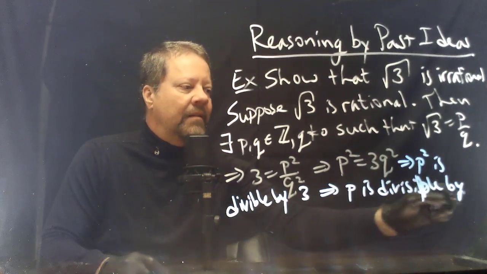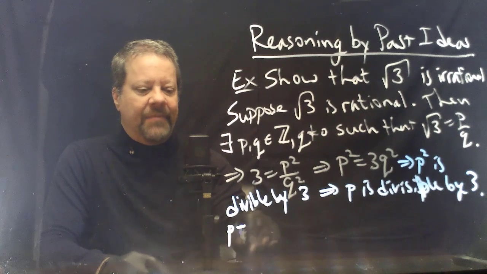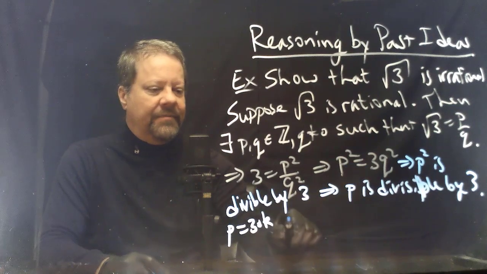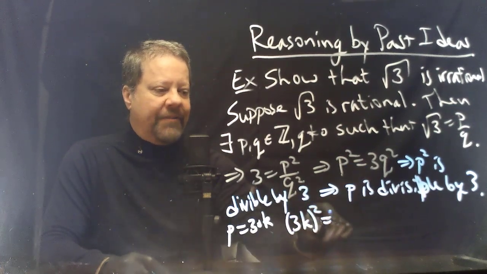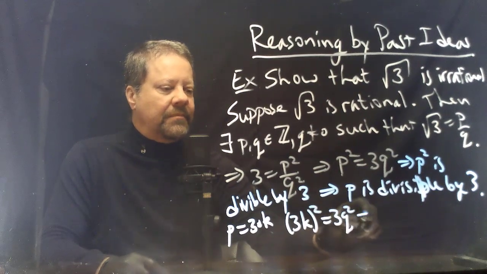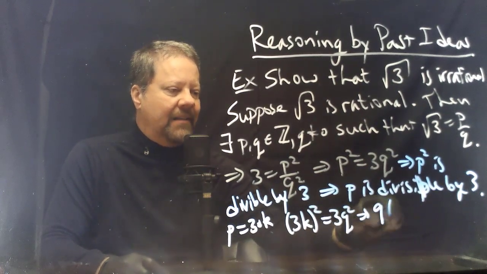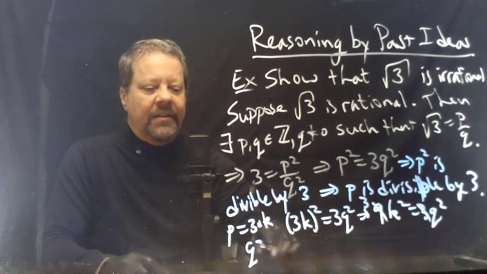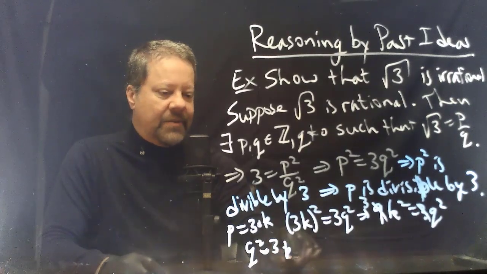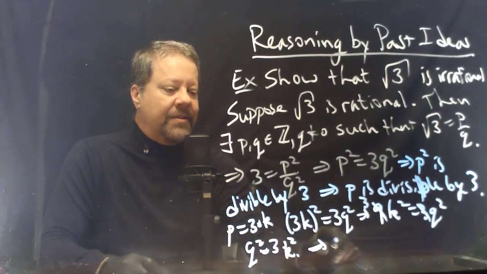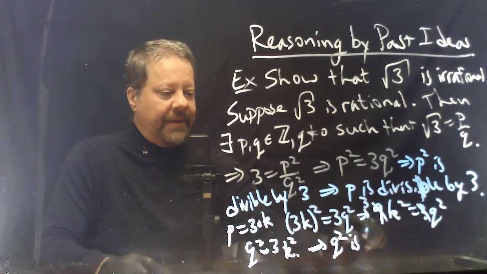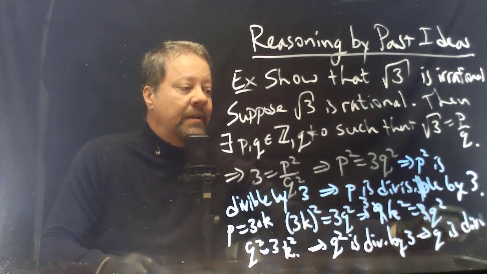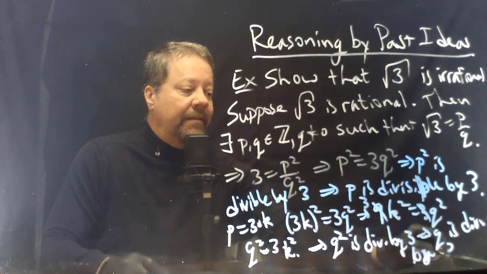Divisible by 3. That means p is 3 times some integer k. If we plug that in up here, 3k squared will have to be equal to 3q squared, which implies that 9k squared is 3q squared. We can divide a 3 off and get q squared is 3 times k squared. That implies q squared is divisible by 3. It implies q is divisible by 3.